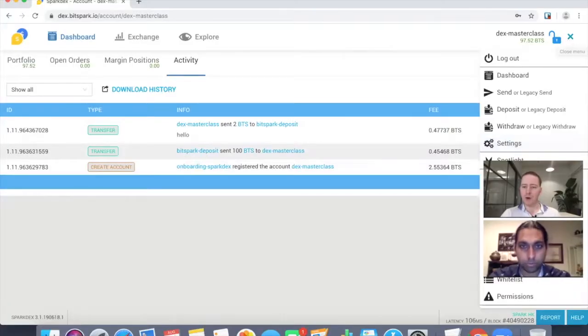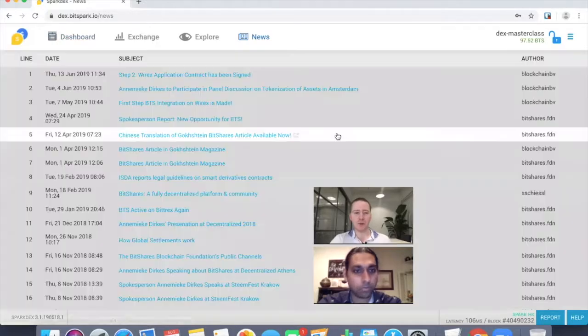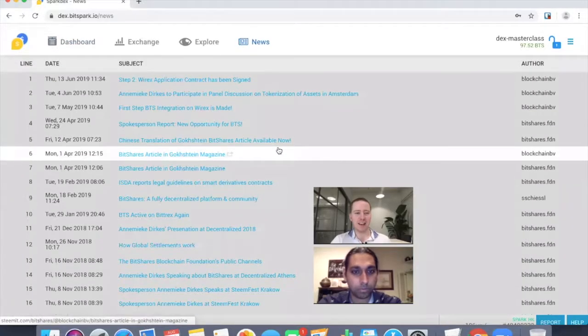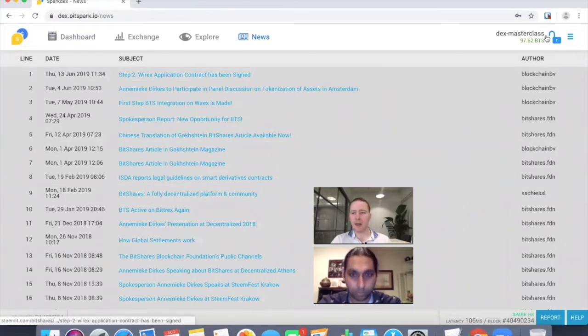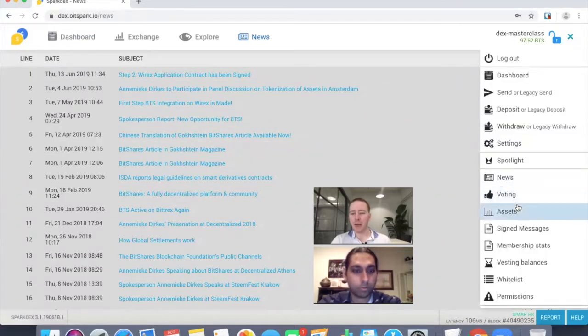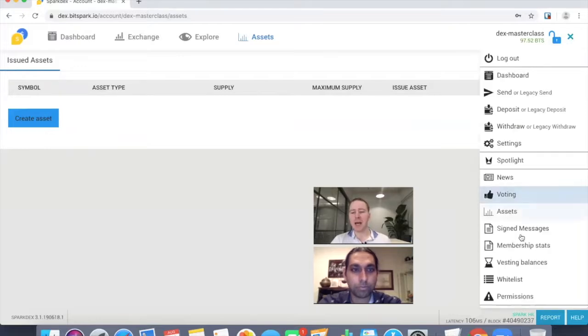So what we might maybe finish off here is there's a couple of other different options on the menu for the DEX. We've got the news section. If you want to keep abreast of what's happening in the Bitshares ecosystem, it's all happening here. We also have the assets view. That shows you the number of assets which I've created. I haven't created any on this account, so it's not going to show any here.